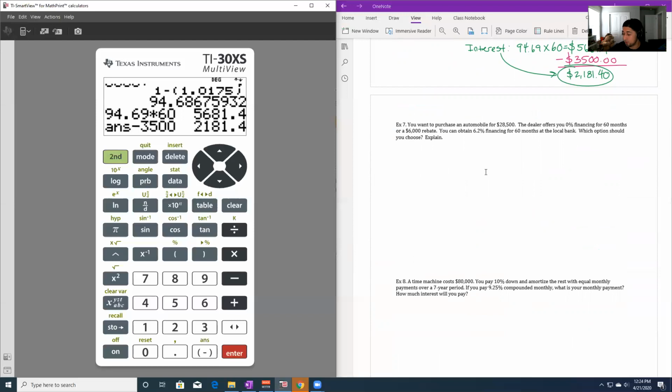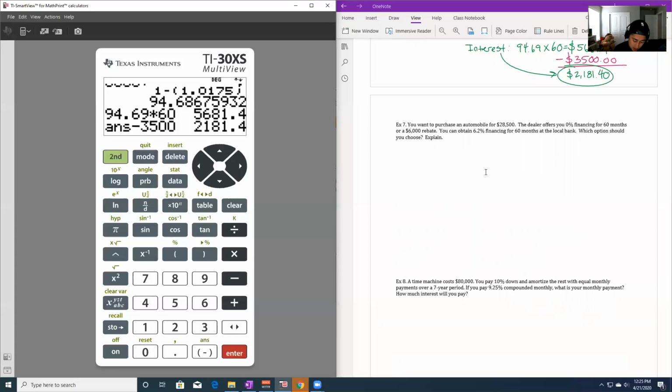Okay. We want to purchase an automobile for $28,500. The dealer offers you 0% financing for 60 months or a $6,000 rebate. With the $6,000 rebate, you can obtain 6.2% financing for 60 months at the local bank. Which option should you choose?